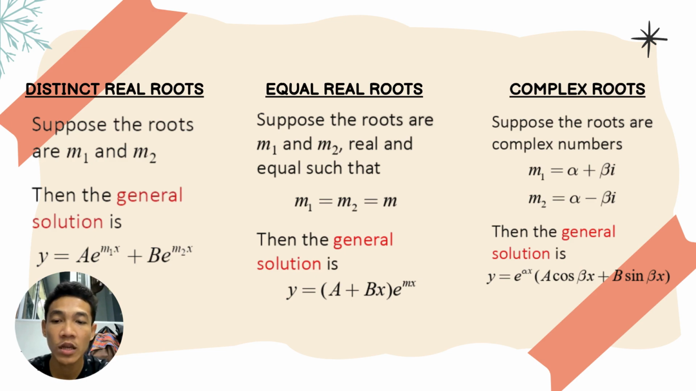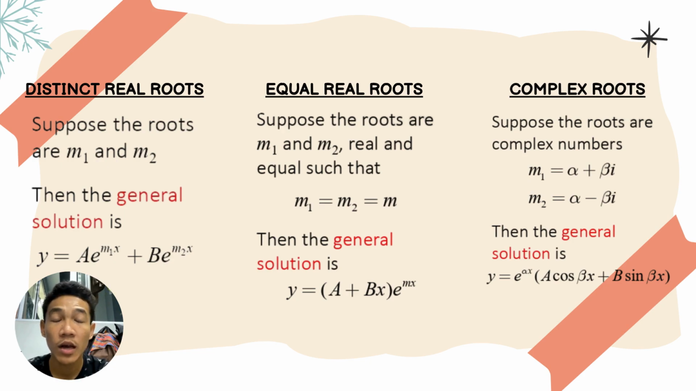The third is for complex roots. When the roots are m1 equal to alpha plus beta i and m2 equal to alpha minus beta i, the general solution is y equals e^(alpha x) (A cos beta x plus b sin beta x). This solution combines exponential and trigonometric functions and often represents oscillatory behavior.